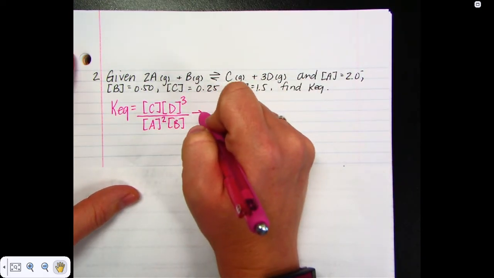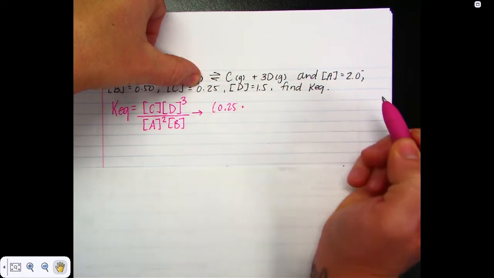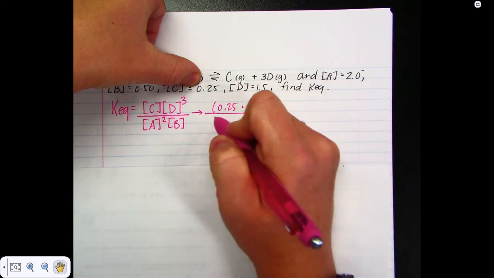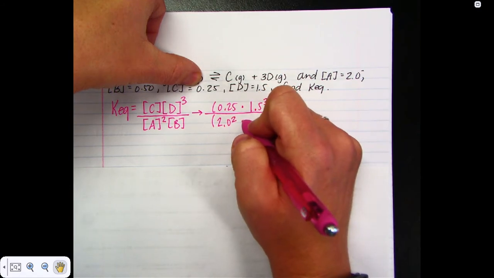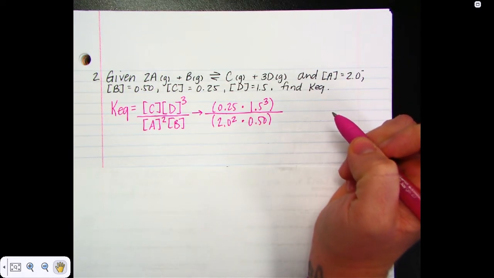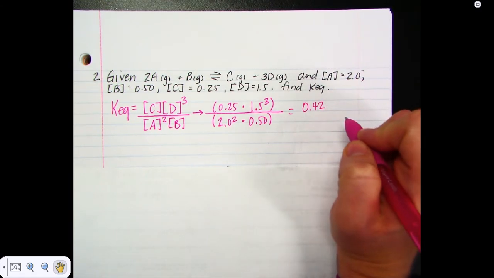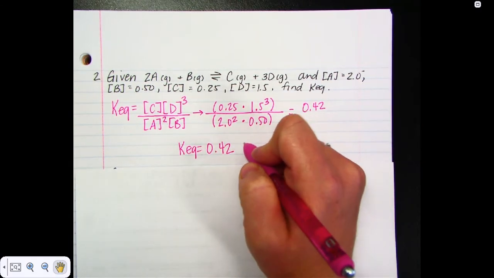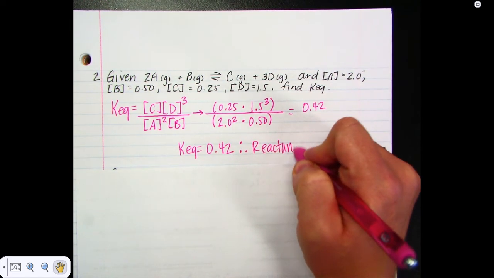Okay, so now let's plug in. All right, so C, 0.25 times D, 1.5 cubed over A, 2.0 squared, and B, 0.50. So again, watch how you're putting in, especially the bottom. And that should come out to 0.42. So again, KEQ equals 0.42. Therefore what? Well, it's less than 1. So reactants favored.